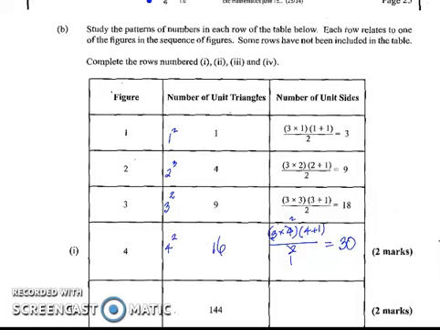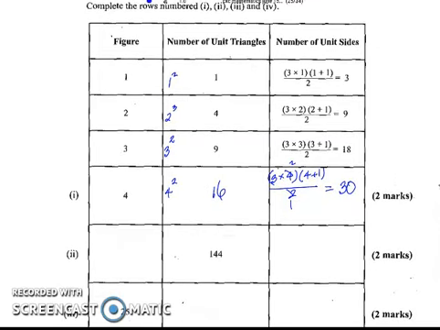So again, it's 3 multiplied by 4 multiplied by 4 plus 1, which is 5. The 2 cancels with the 4 two times. 2 threes are 6. 6 fives are 30.